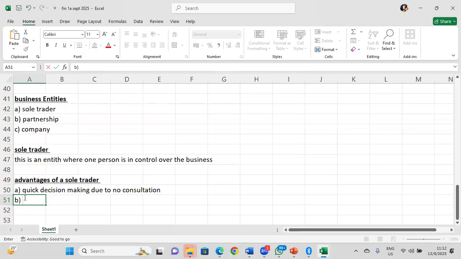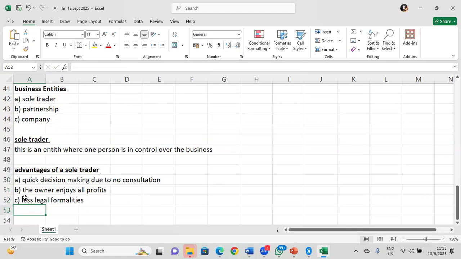Besides making quick decisions, another advantage of a sole trader is that the owner enjoys all profits. Another benefit is that there are fewer legal formalities. You don't need a lot of paperwork to start a sole trader business. You just need an operating license from the council, and that's it. But if you are running businesses like companies, a lot of paperwork is needed.